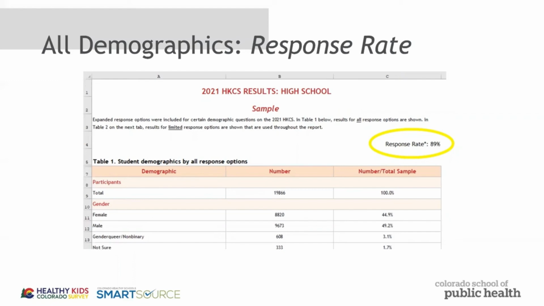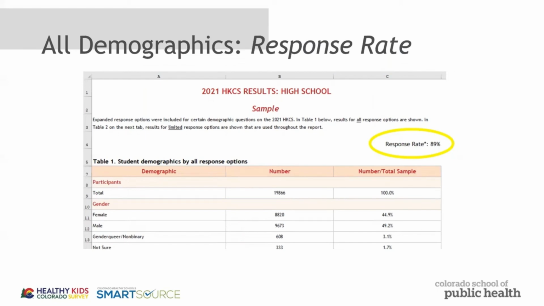Let's move on to the next tab entitled All Demographics. This is the first place you'll see your school's response rate listed. In the sample report on the slide, the response rate is 89%. The response rate is simply the total number of students who participated in the survey divided by the number of students eligible to participate. What's important about the response rate is that it indicates how well the results represent your school as a whole. The higher the response rate, the more confidence that the results represent the entire student population. For response rates less than 60%, results should be interpreted with caution and are likely less representative.